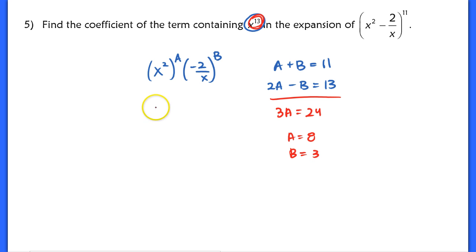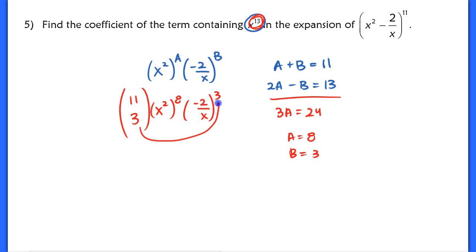So I have x squared to the 8th power multiplied by negative 2 over x to the 3rd power. That means the binomial coefficient here would be 11 choose 3. Again, I want to match that exponent here. From here, I'm going to simplify. I have 11 choose 3, which I'll type into my calculator real quick. So I have 165, x to the 16th. Then when I distribute that 3 here, I should get negative 8 over x to the 3rd.